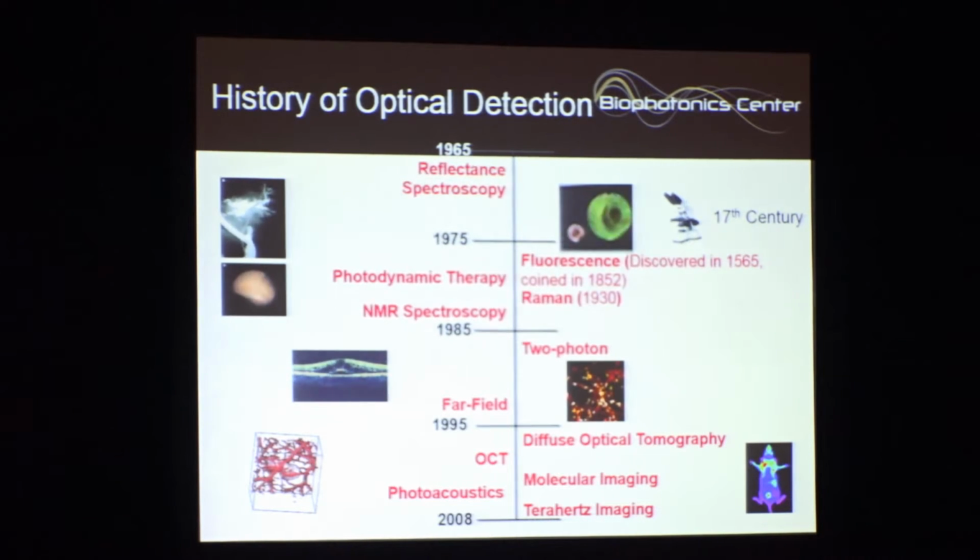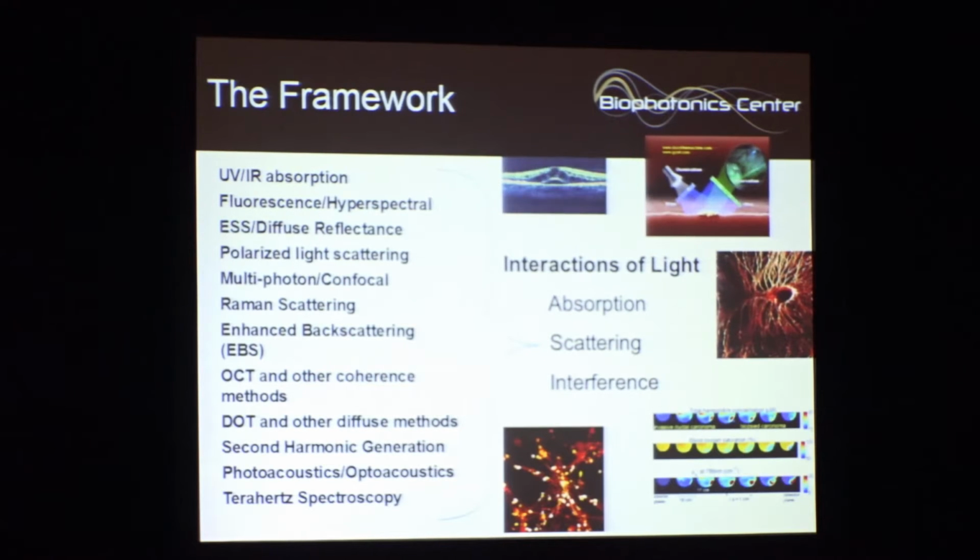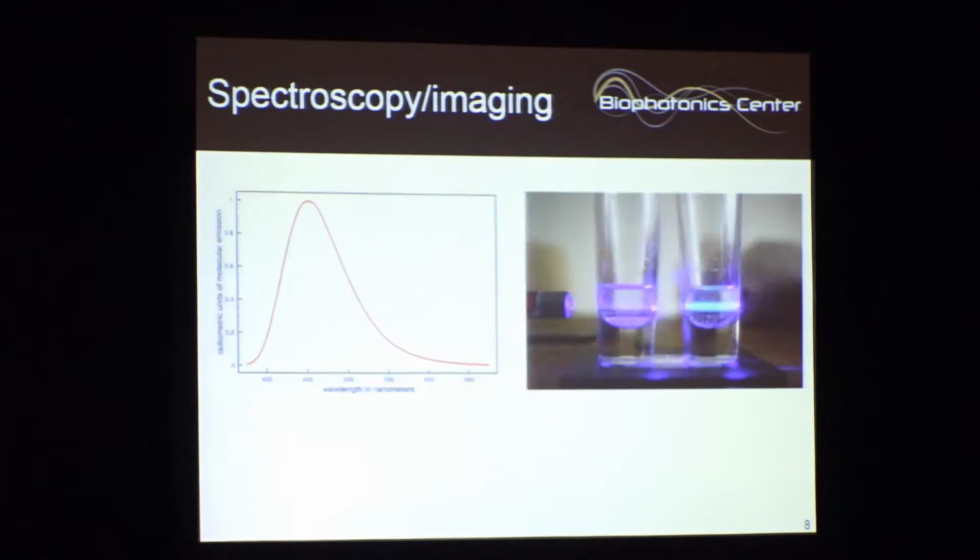This is a small laundry list. You're not really meant to read the whole laundry list. There are a lot of techniques that can be used for detecting things in the body. They all base themselves around different interactions of light, and you can do some really interesting things with that. You can do spectroscopy, or you can do imaging.